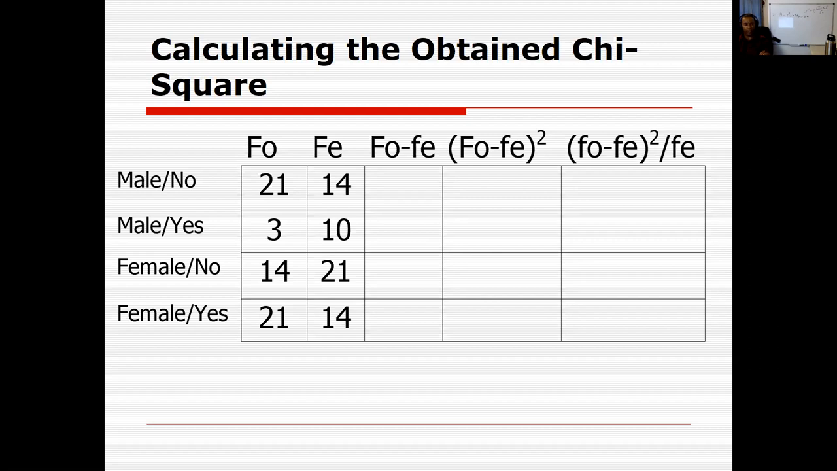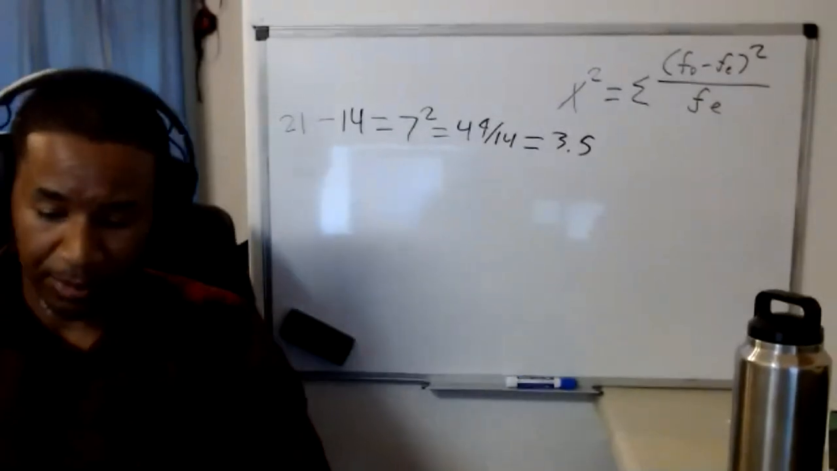Does anybody have the chi-square yet? I did. I got 14. All right, so we'll roll 14.2. Good. So that's actually the chi-square. So let's go ahead and do this in case you didn't get that number.